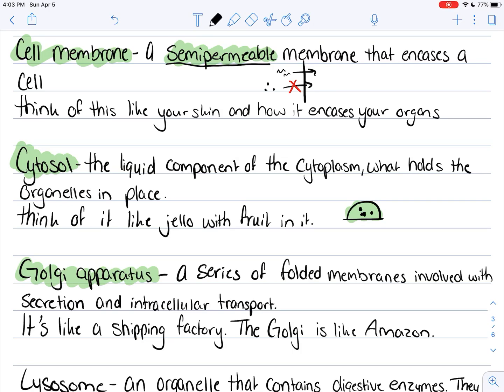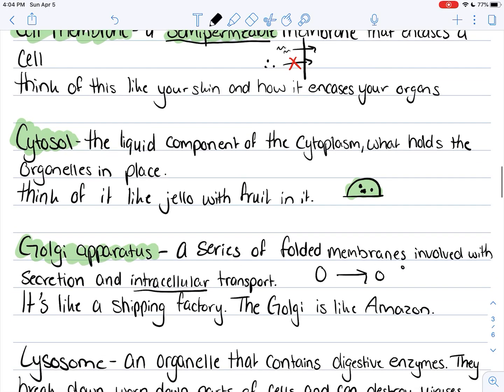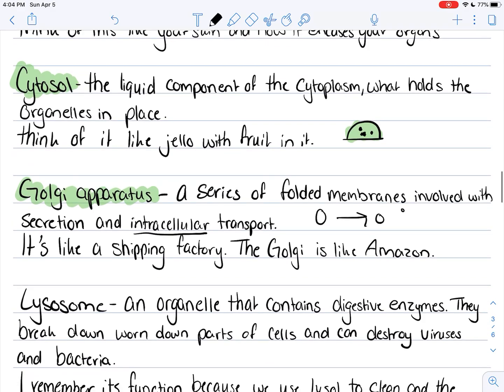So, the Golgi takes whatever's given to it and it ships it wherever it's supposed to go, be it outside the cell, be it to another part of the cell. That's what intracellular transport means. And then secretion is when it moves things to be outside of the cell. Again, it's like a shipping factory.